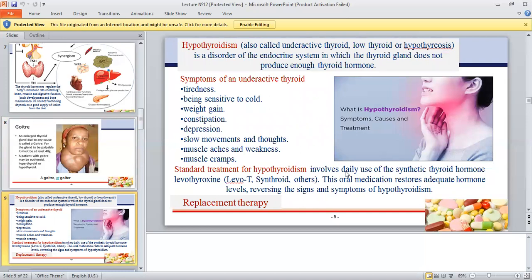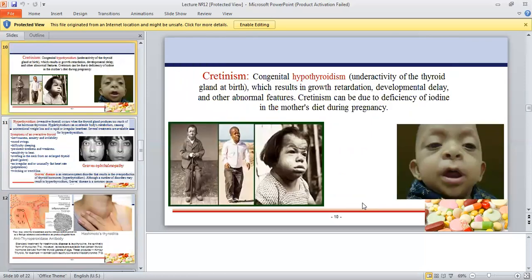Standard treatment for hypothyroidism involves daily use of the synthetic thyroid hormone levothyroxine, and other similar drugs. This oral medication restores adequate hormone levels, reversing the signs and symptoms of hypothyroidism. Replacement therapy also includes cretinism.